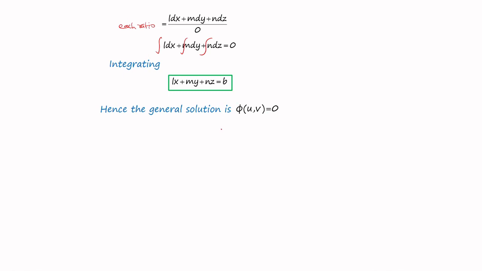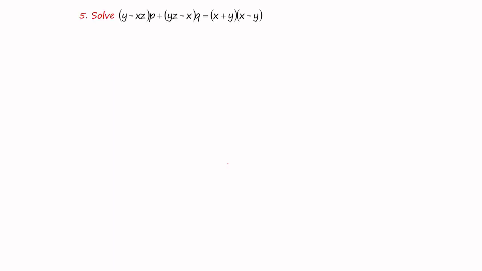We have to combine the u and v terms. What is u? u is x squared plus y squared plus z squared, and v is Lx plus my plus nz is equal to 0. This is our required general solution for the given problem. Okay, now we pass on to the next problem.